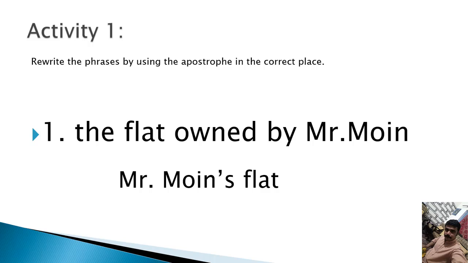First we will use the name of a person who is an owner, and right after the name of the person we use apostrophe s, and then we add the possessive thing. So here the flat owned by Moin is Mr. Moin's flat.